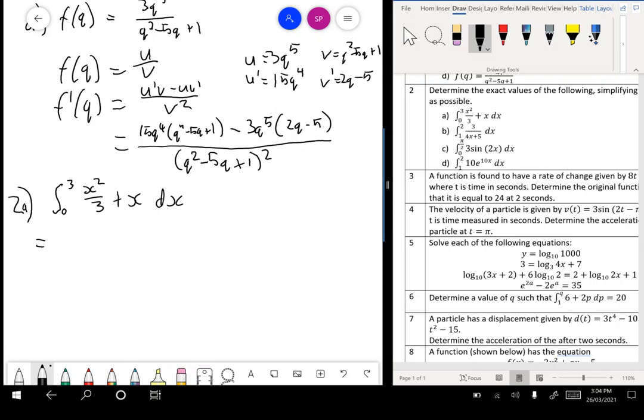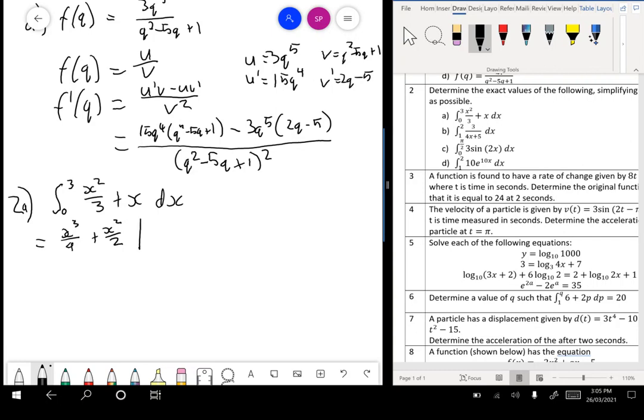Now, we've got 1/3 x squared, or x squared on 3. We're going to add 1 to the power and divide through by the new power. So that's going to become x cubed on 3 divided by 3, which ends up becoming x cubed on 9. The reason why is if I take 1/3 and divide it by 3, each of those will be 1/9, which is where I got the 9 from. And then x would become x squared on 2.